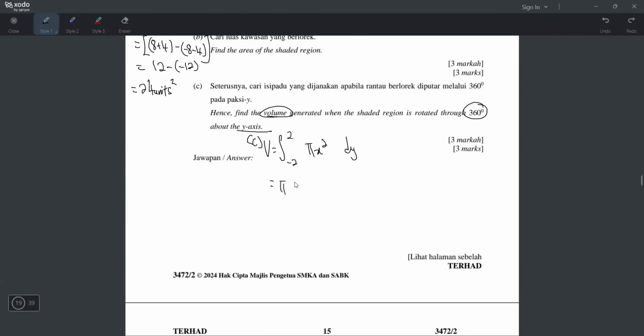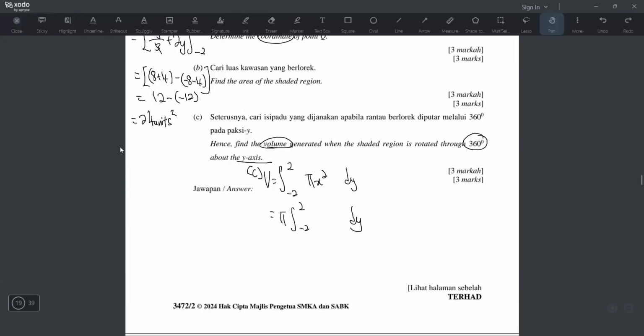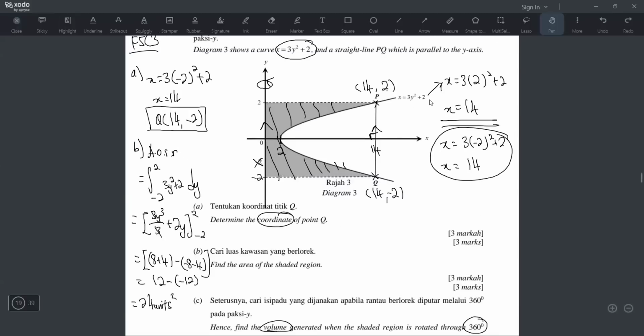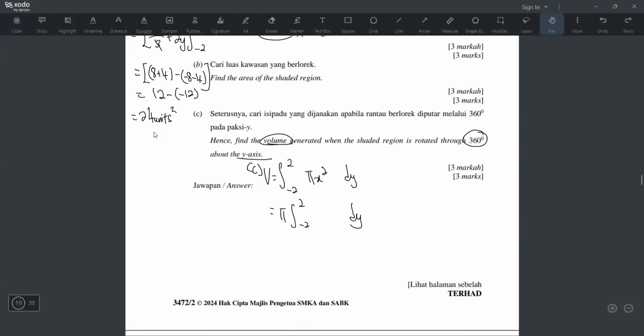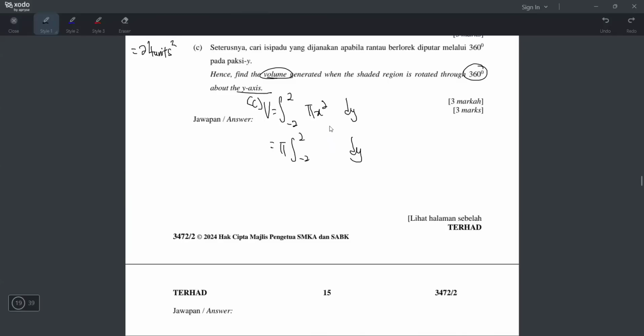Okay, you can write in front: pi integrate from negative 2 to 2. And then here I have to insert x squared. So let's look at the equation. x is 3y squared plus 2. So then what is x squared? x squared would be (3y squared plus 2) squared.